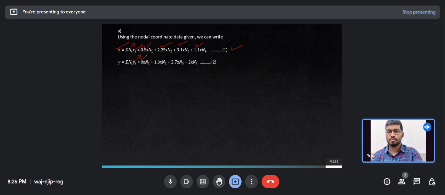Similarly, this is the y coordinate of node 1, this is the y coordinate of node 4, y coordinate of node 3, y coordinate of node 4. Right? Then I have substituted the value of n1, n2, n3, n4. That was determined or written in the previous slide. So once you substitute the value of n1, n2, n3, n4, you will get the x in terms of eta and zeta like this.